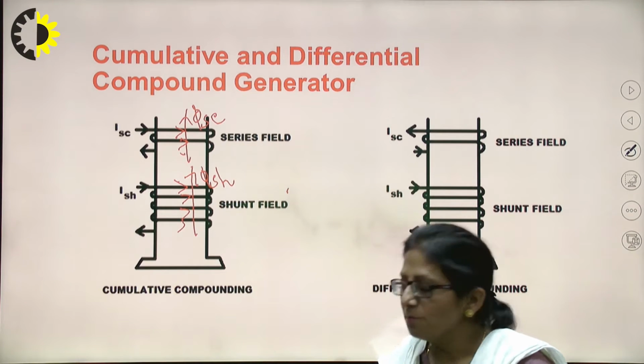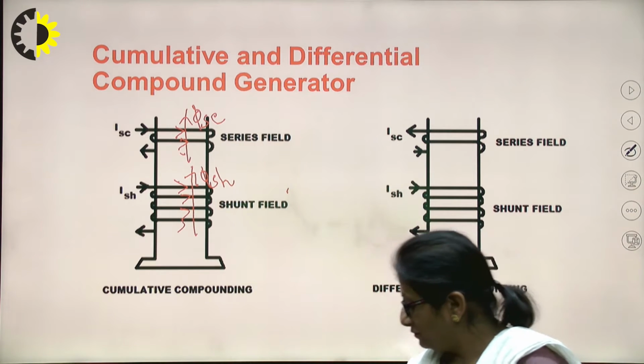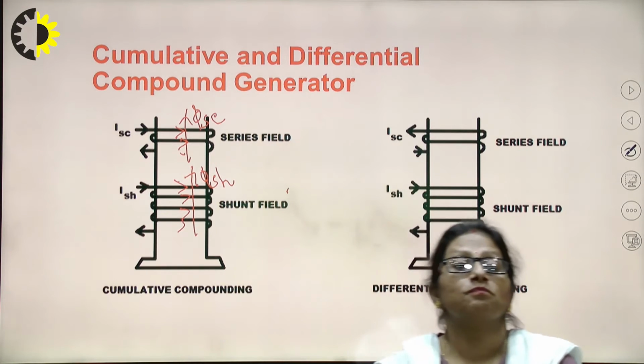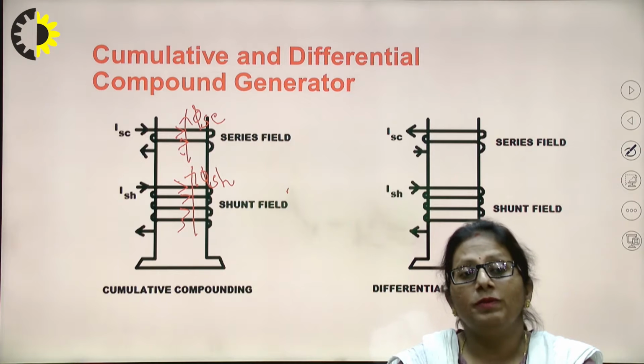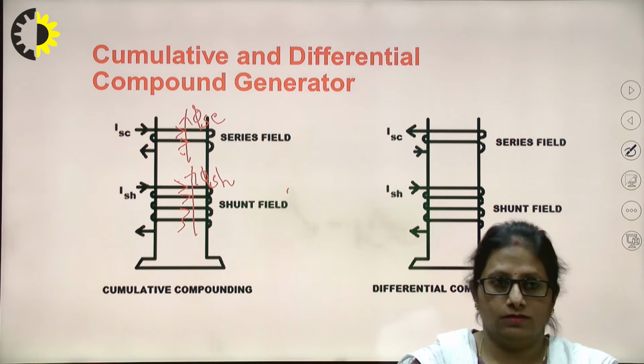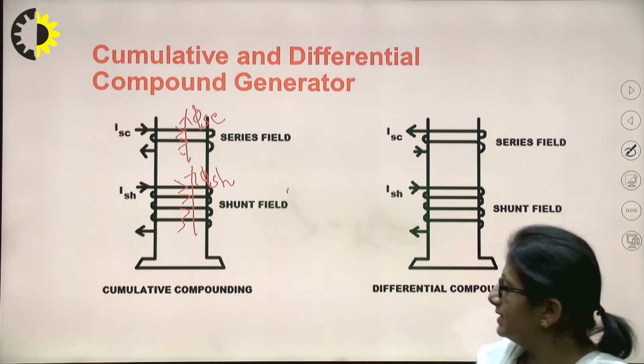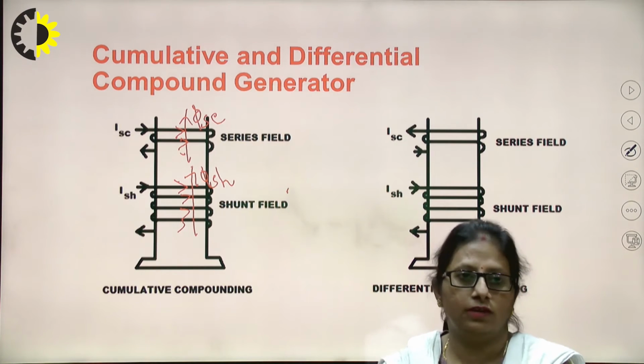It means that the net flux would be an increased flux, or a cumulative flux. That's why we call it a cumulative compound generator.